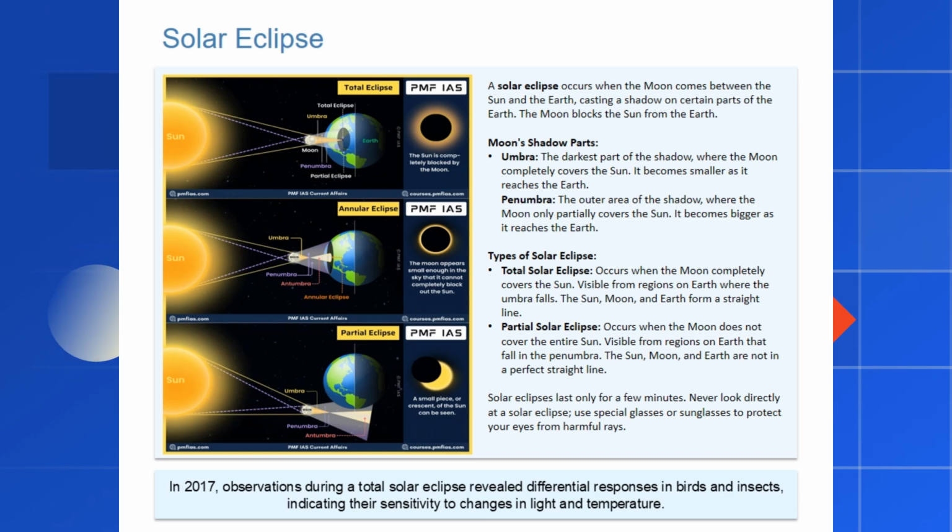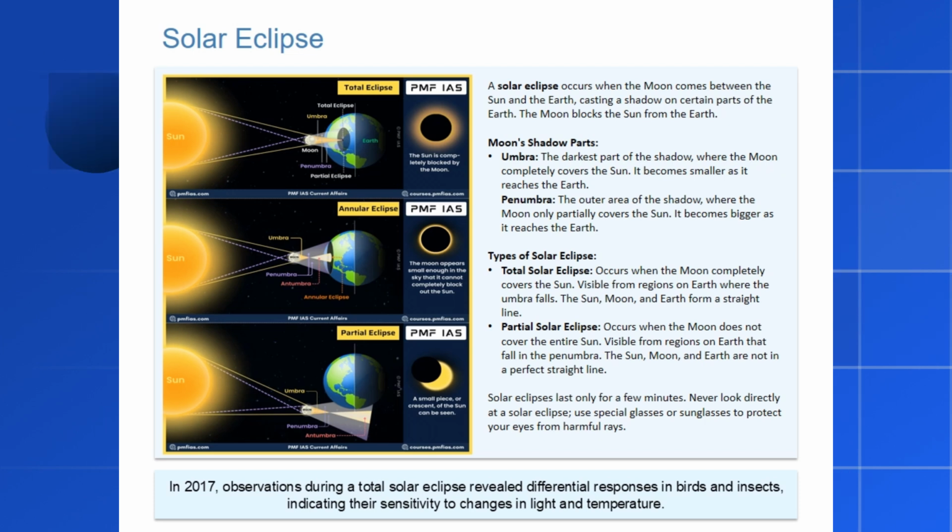The Umbra is the innermost and darkest part of the shadow, where the Moon completely obscures the Sun. This darkest region actually becomes smaller as it extends towards the Earth. The Penumbra, on the other hand, is the outer, lighter area of the shadow, where the Moon only partially covers the Sun. Interestingly, the Penumbra expands and becomes larger as it reaches the Earth. Solar eclipses can be either total or partial.